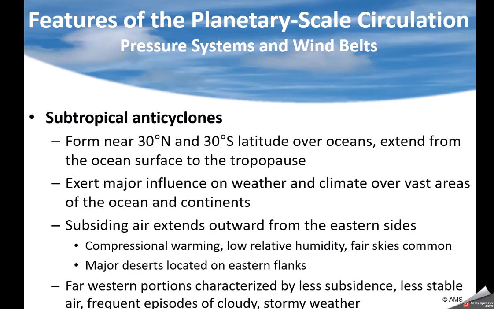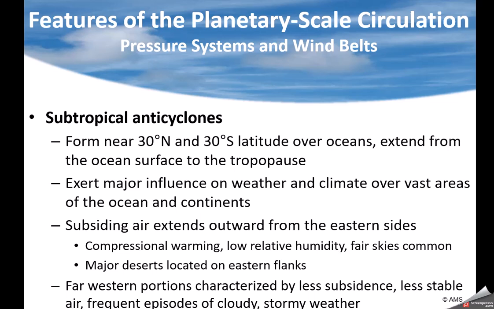So with that, we can talk about these anticyclones that form at around 30 degrees north. Lots of warming, but interestingly, look at this part here. On the eastern sides, we have a lot of sinking. So warming occurs on the eastern side of these highs. Low relative humidity, mainly fair skies.